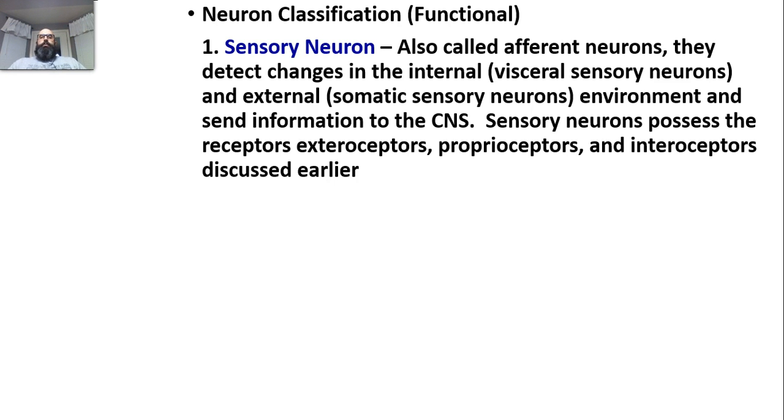Sensory neurons possess the receptors, which are called exteroreceptors, proprioceptors, and then interoreceptors, which we discussed earlier. Let's review this. Exteroreceptors detect stimuli in the external environment. Proprioreceptors detect position of your joints and your muscles. And then interoreceptors monitor internal conditions of your body, usually visceral organs, things like carbon dioxide levels, oxygen levels, pH levels, things like that.